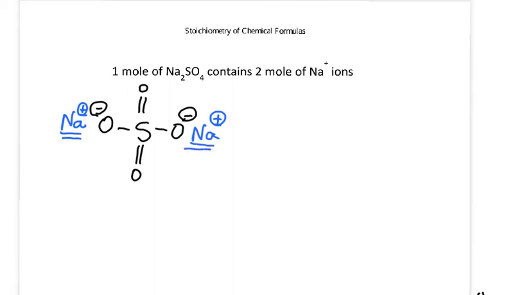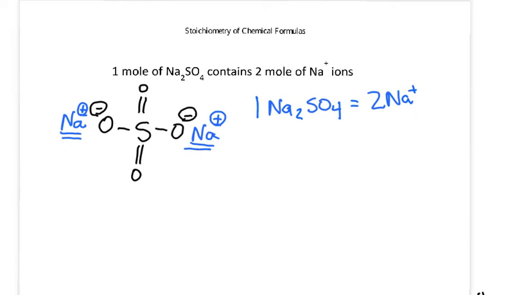That happens no matter how many. That ratio of 2 to 1 never changes. So we can say that 1 sodium sulfate, we're talking molecular now, microscopic, contains 2 sodium ions. So we can use this conversion factor.